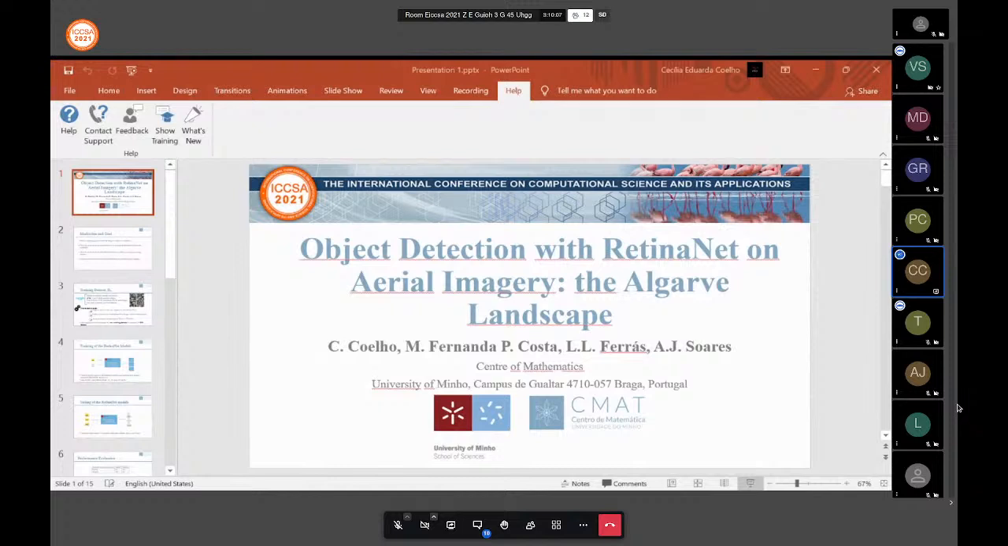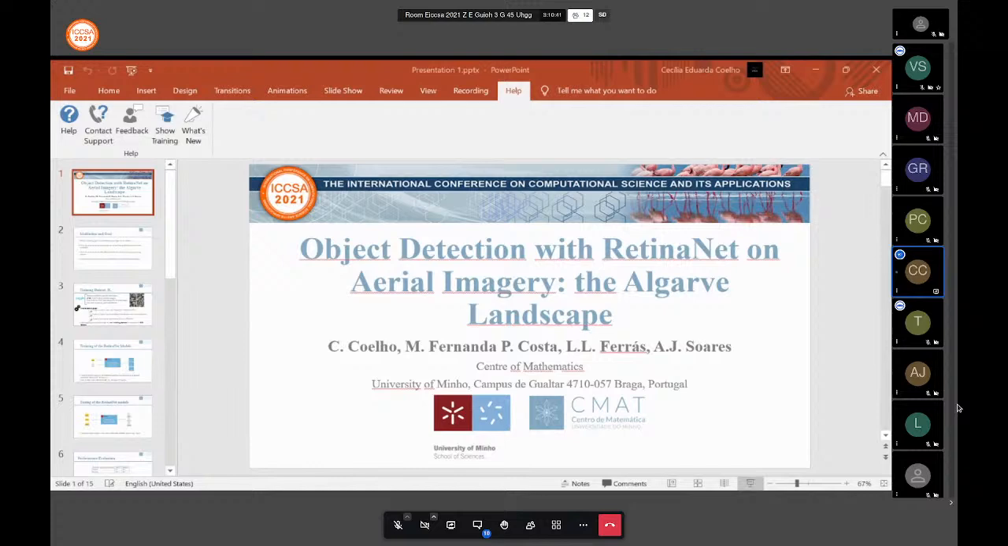Okay, thank you. Good afternoon. My name is Cecilia. I'm going to present you the work entitled Object Detection with RetinaNet on Aerial Imagery, the Algarve Landscape, which is a joint collaboration with Fernanda Costa, Luís Ferraz, and Ana Jacinta Soares, all from the Center of Mathematics of University of Minho. The motivation of this work is the detection of swimming pools in satellite images to fight tax avoidance. This is done by developing an autonomous solution able to deliver high performance in real case scenarios.